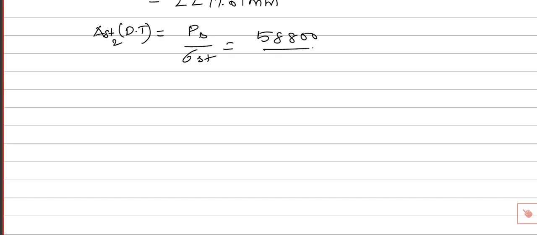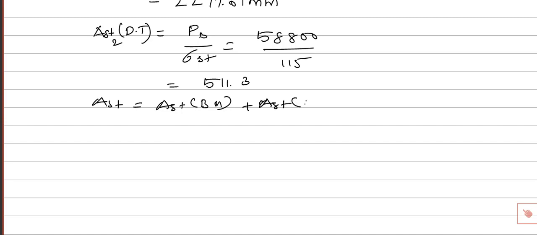58,800, 115. So the answer will be 511.3. So what is the total AST? It is equal to AST for bending moment plus AST for direct tension. Okay, so the answer will be 2277.07 plus 511.3.